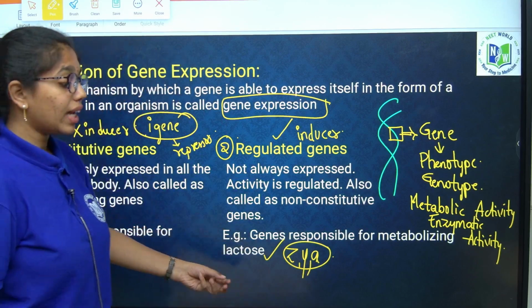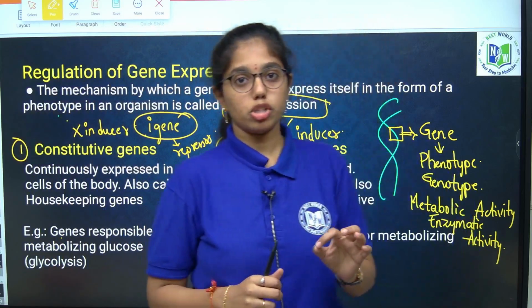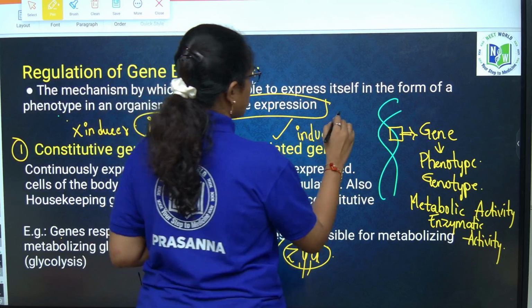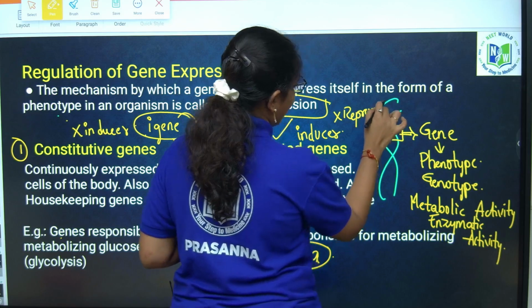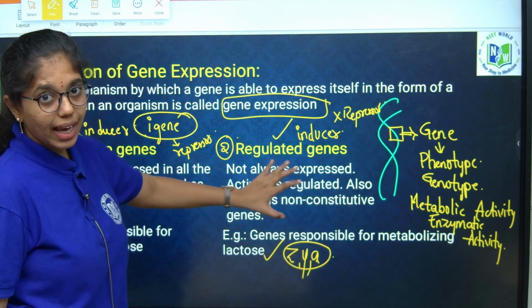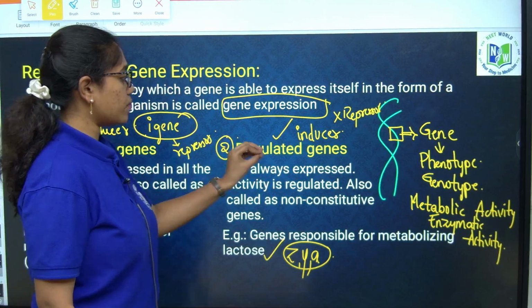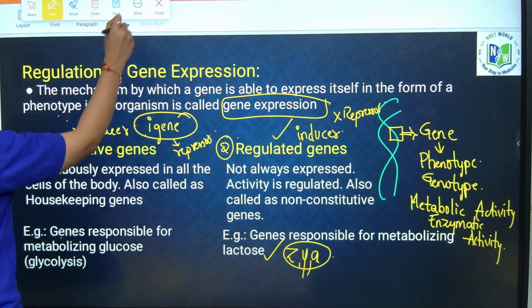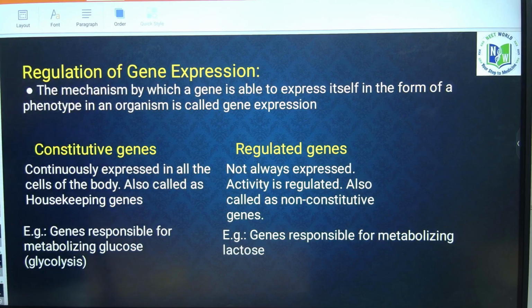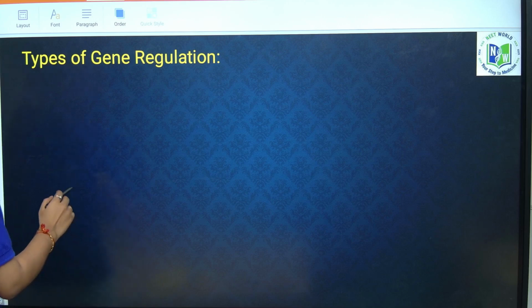They are expressed once an inducer is present, or in the absence of repressor. They are not continuously expressed. Only in the presence of inducer they are expressed. That is why they are called what, beta? Regulated genes. And next we have two types of gene regulation. We have what, beta? Two types of gene regulations.